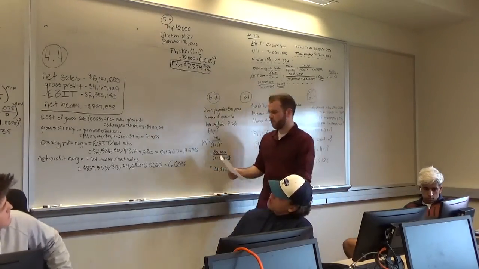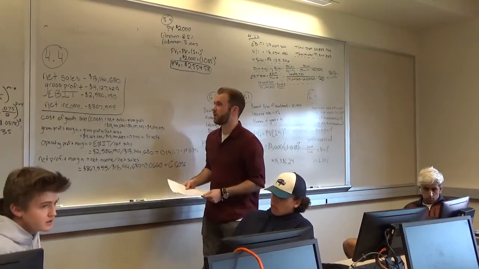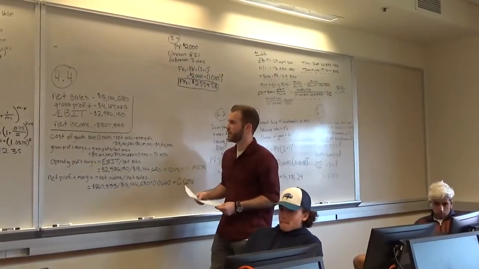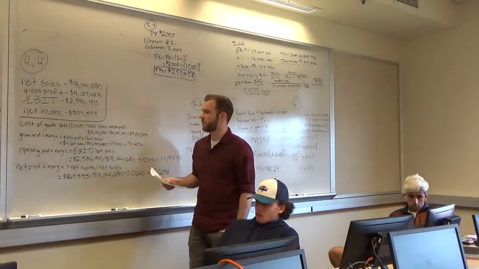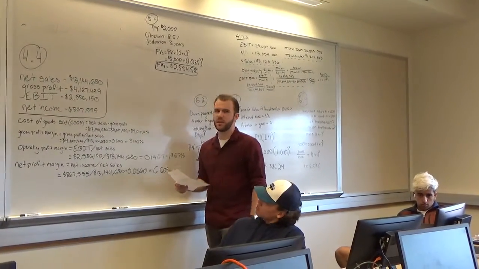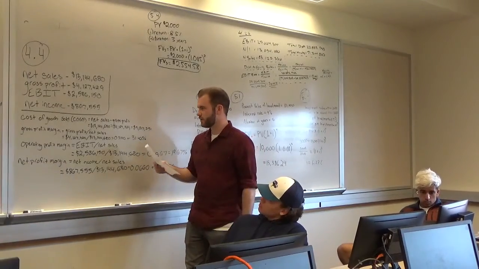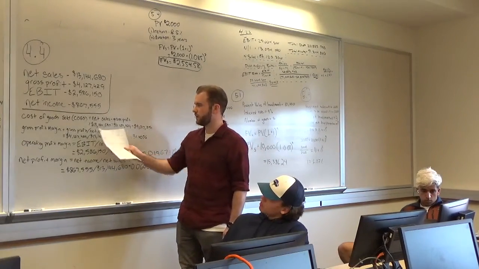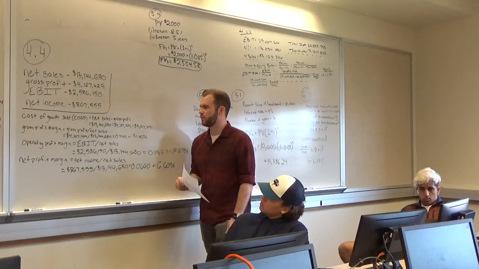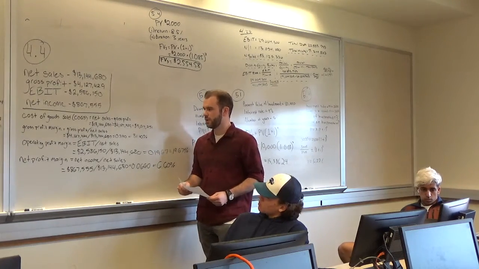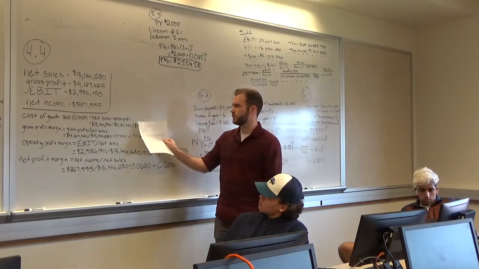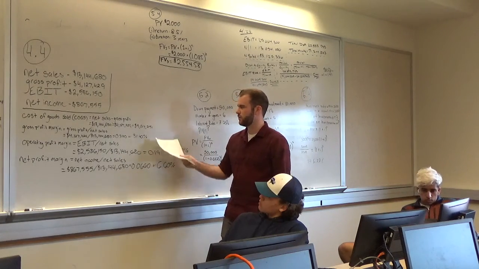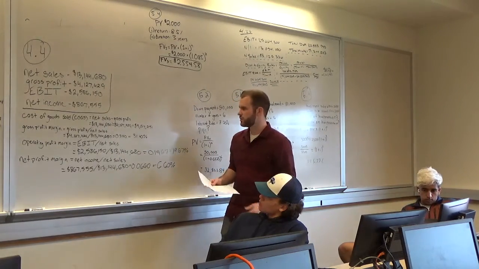I did 4.4. They use Montiff Enterprises as the company for an example. They give you net sales, gross profit, earnings before interest and taxes, and the net income. So as to calculate the cost of goods sold, gross profit margin, operating profit margin, and net profit margin. For cost of goods sold, you subtract the gross profit from the net sales, which gives you roughly $9 million.